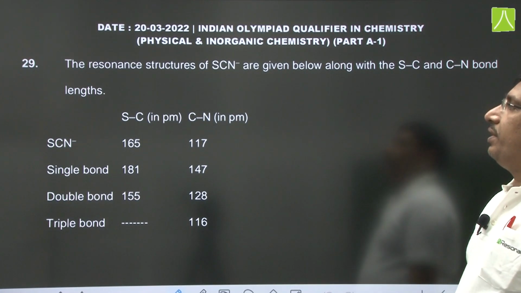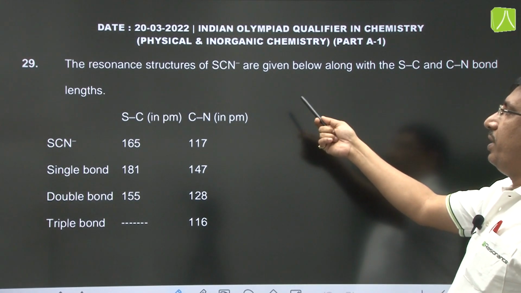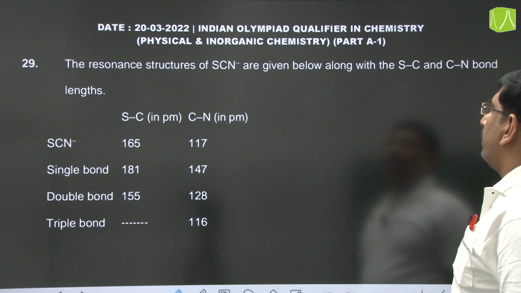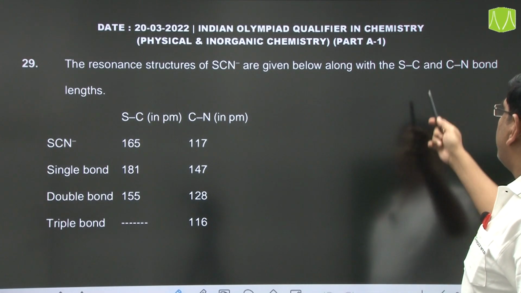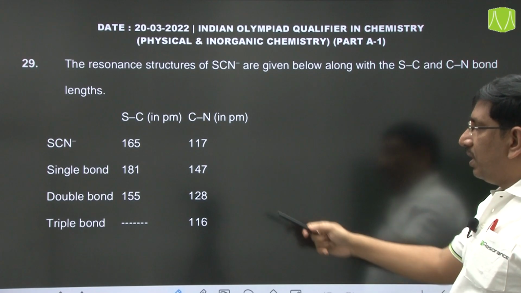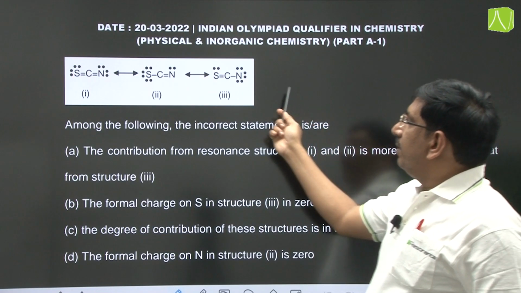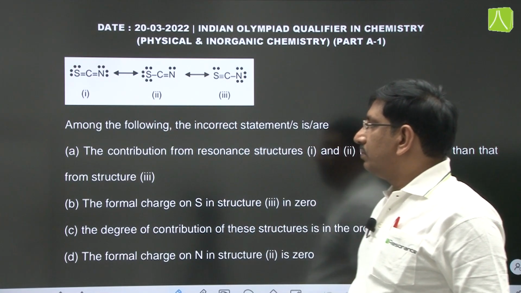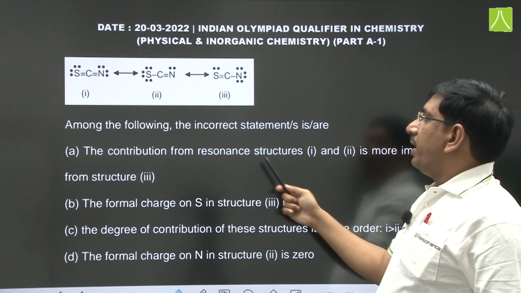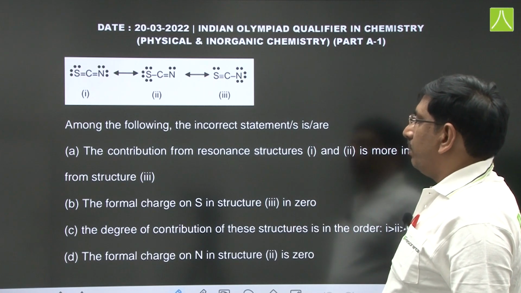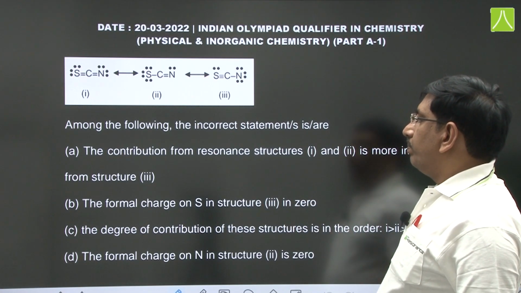Next one, 29th. The resonance structure of SCN minus are given below along with the SC and CN bond lengths. यहाँ SC और CN bond lengths तो दिया है, अब यहाँ देख सकते हैं ये resonance structures of these, and यहाँ ये पूछा है among the following incorrect statement are.